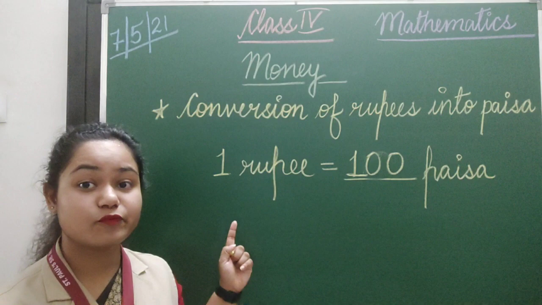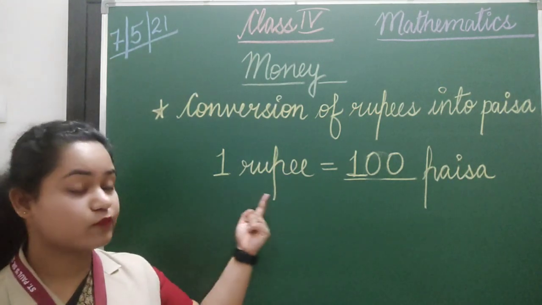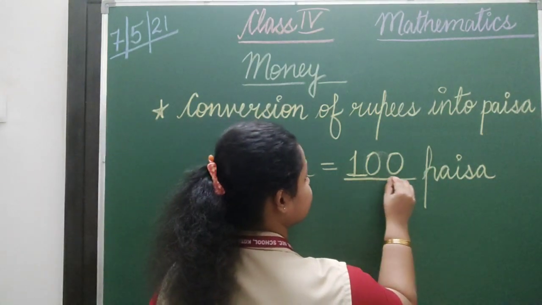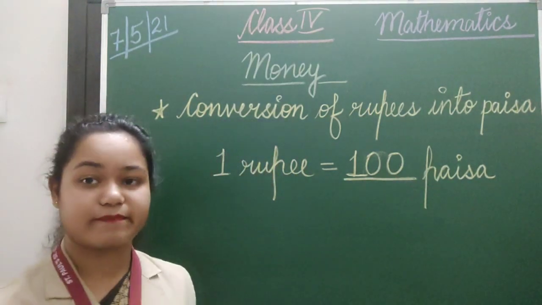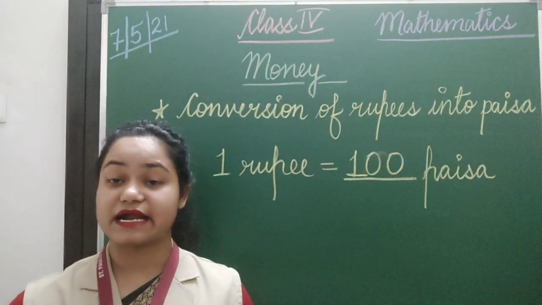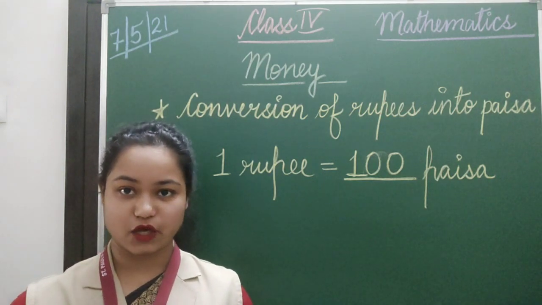In 1 rupee, how many paisa are there? They might ask you, or 1 rupee is equals to dash paisa. So 1 rupee is equals to 100 paisa. Understood? Now let's see one example and understand how to convert rupee into paisa.